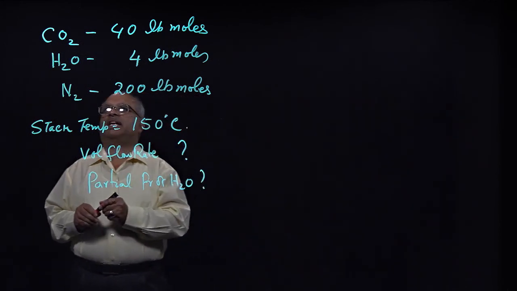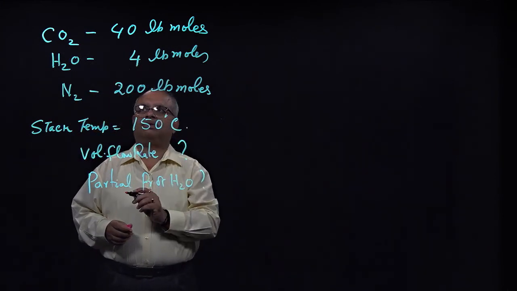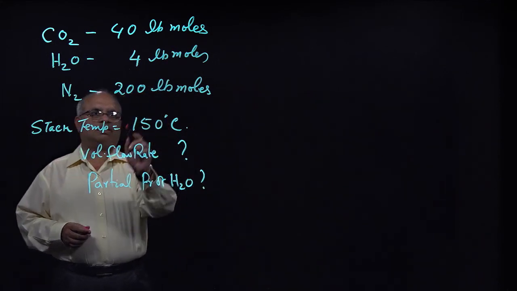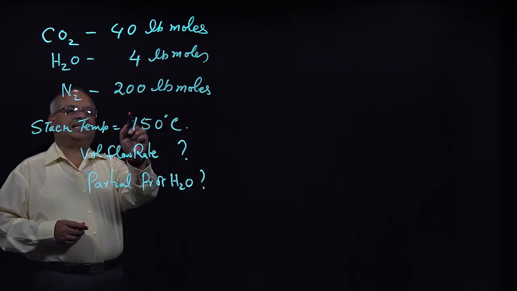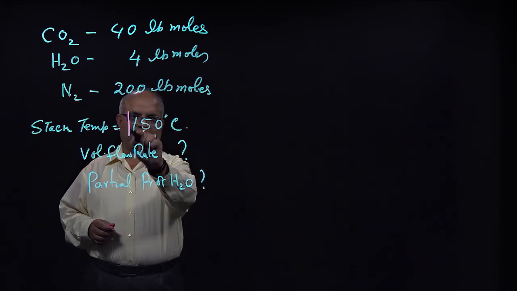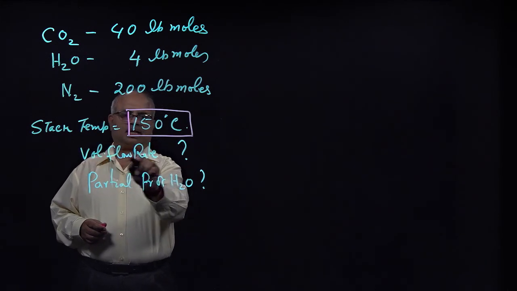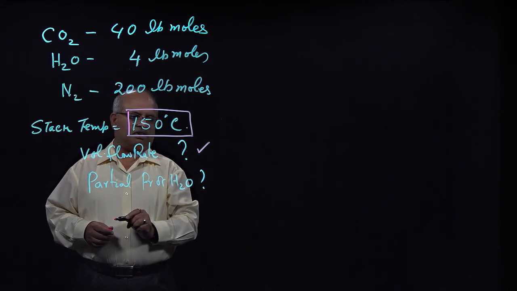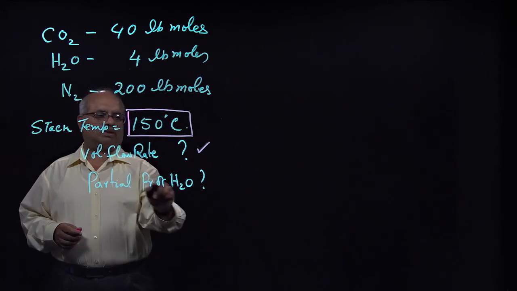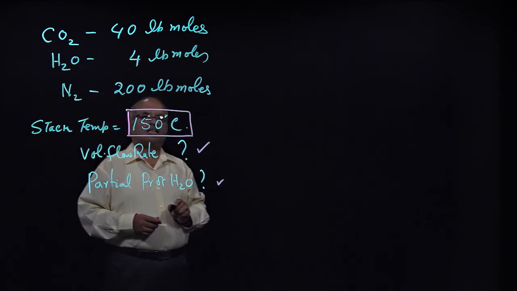The problem states that in a mixture, there is CO2, which is 40 pound moles, water vapor, 4 pound moles, and nitrogen, 200 pound moles, and this gas is leaving the stack at 150 degrees Celsius, okay? So we are asked to calculate the volumetric flow rate and also the partial pressure of water vapor in this mixture. These are our objectives. So let's take a look at it.